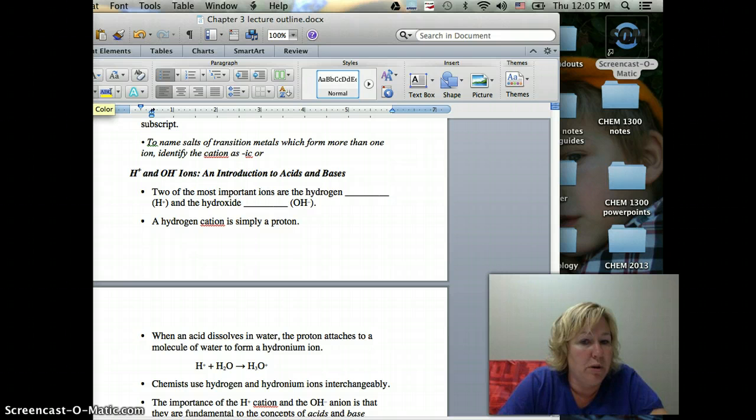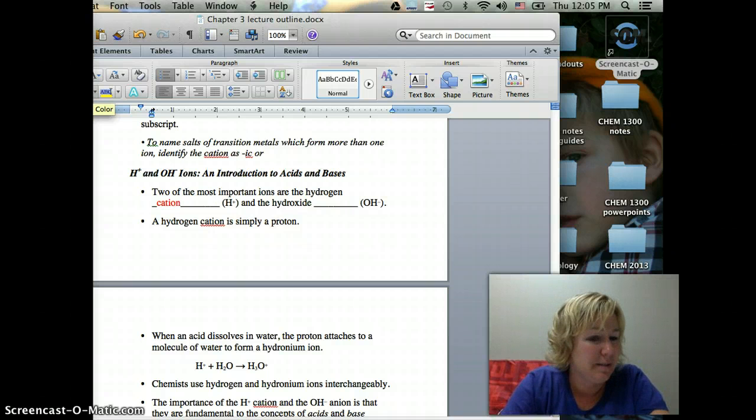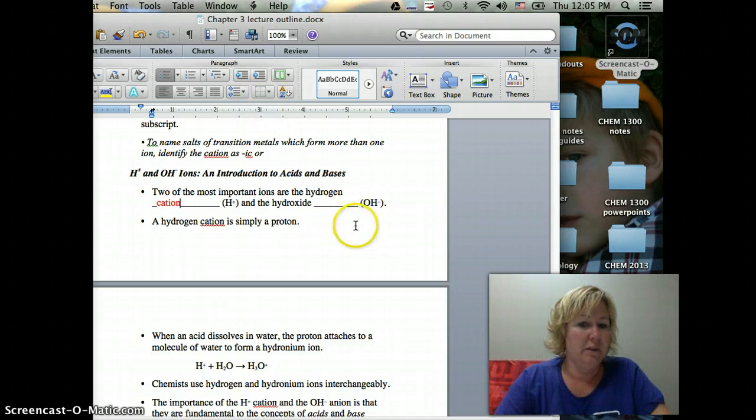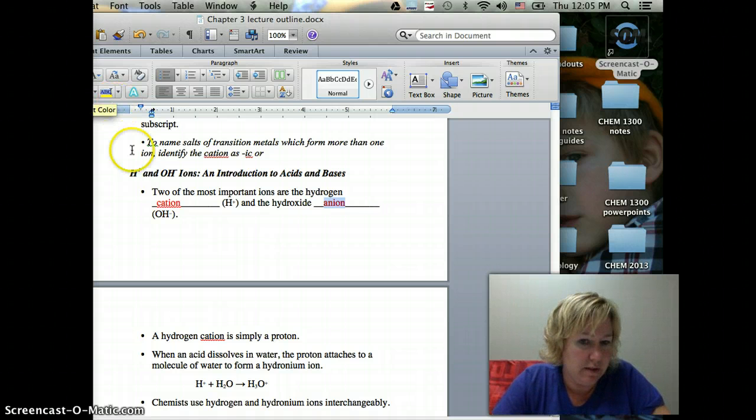Okay, 2 of the most important ions are the hydrogen ion, cation, and the hydroxide, which leaves you with an anion. Just a tip that I forgot to tell you. How do you know that cations are positive, anions are negative? The way I remember it is that cation has a T. It kind of looks like a plus sign, and that's positive. Anion does not have a T, therefore it's negative. That's the only thing I have. You can come up with your own little thing there.